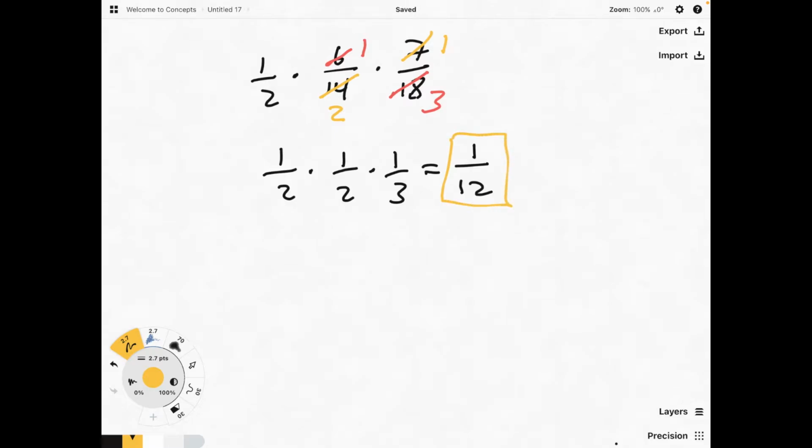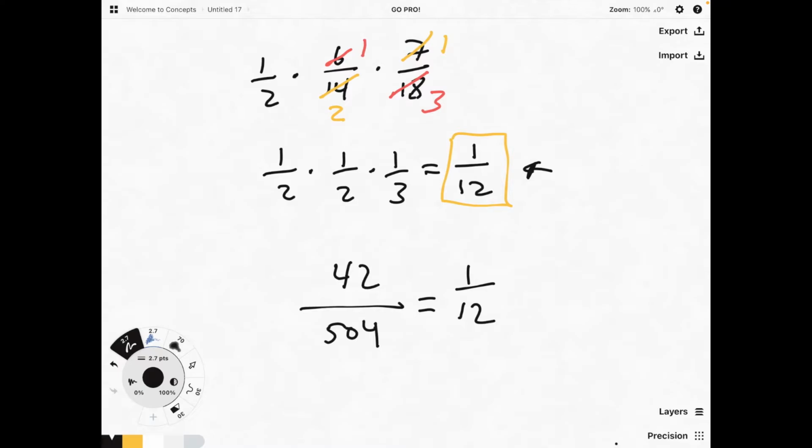Now, what we could have done was not simplify and go across the top. So 6 times 7 is 42. And then you would have to do 2 times 14, which is 28. 28 times 18 is 504. Now we have to find what's divisible into 42 and 504. We know that 42 goes into 504 12 times, which gives us 1/12.